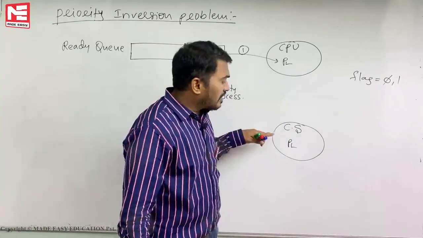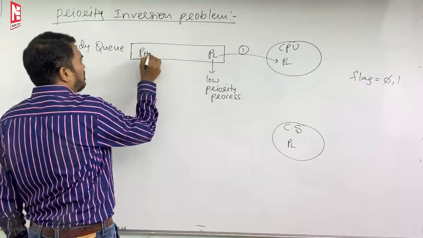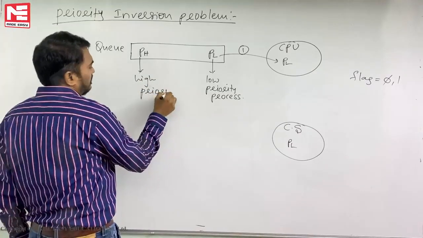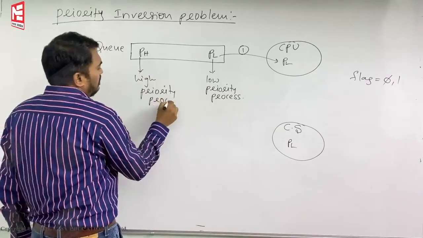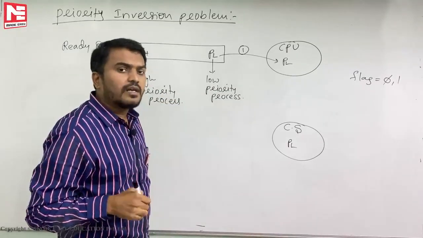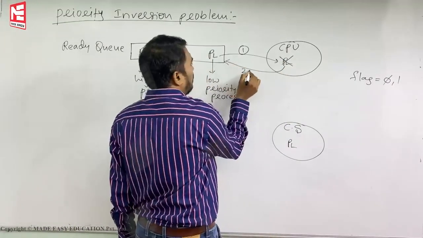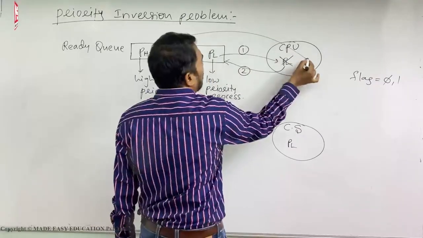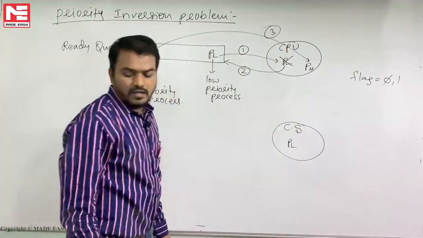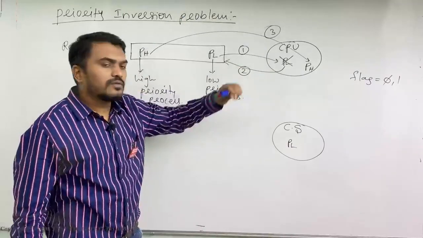Now when the PL is executing the critical section, it is in the middle. Now suddenly a high priority process has arrived into the ready state. Now tell me, when the high priority process arrives into the ready state, obviously you need to give preference to what? High priority process. So okay, we have preempted the low priority process and scheduled the high priority process onto the CPU.